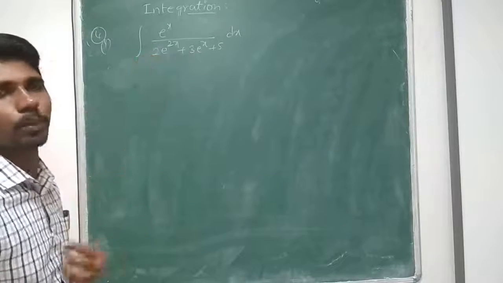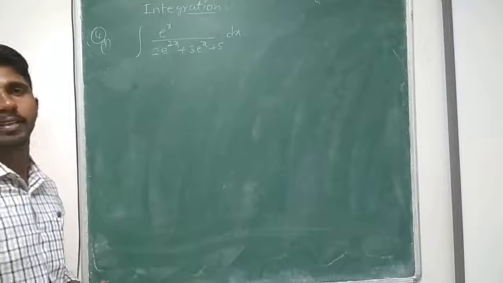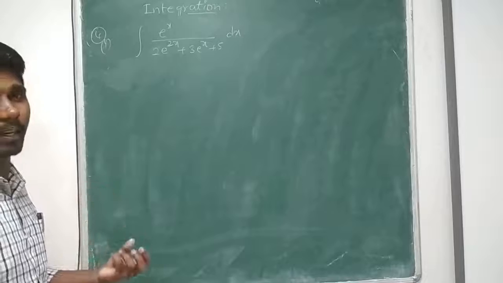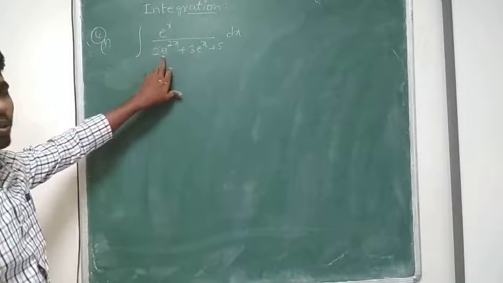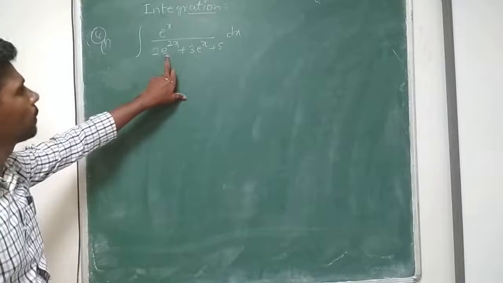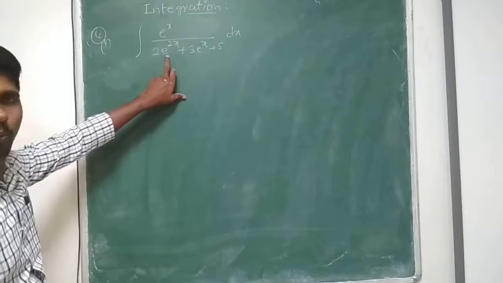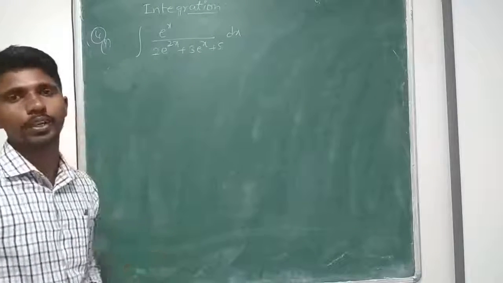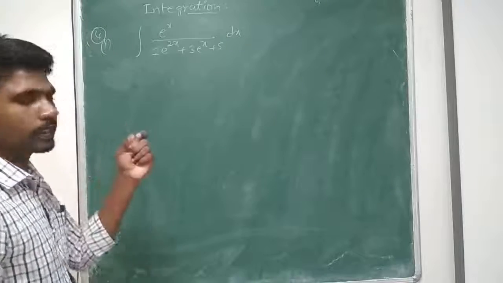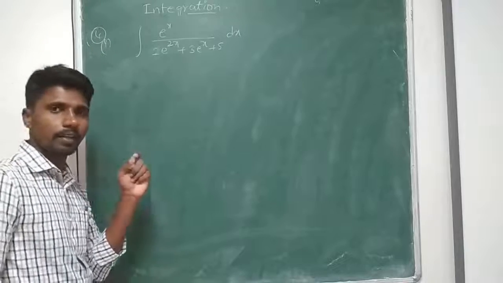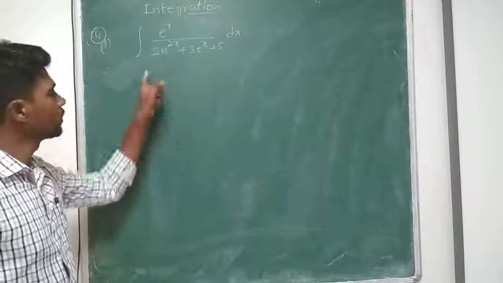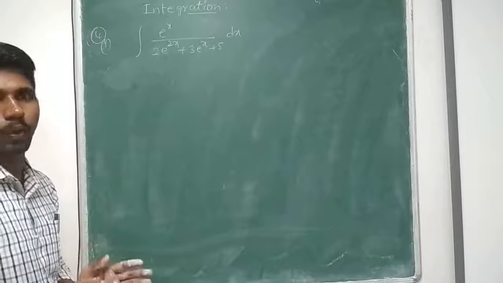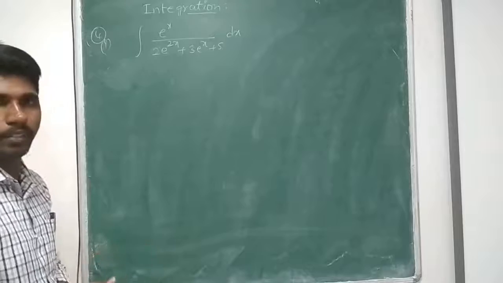So if I substitute e power x as t, how can I say it's a quadratic expression in e power x? 2 into e power 2x can be written as e power x whole power 2, which is nothing but e power 2x. So I can write this denominator as 2 into e power x whole square plus 3 e power x plus 5.